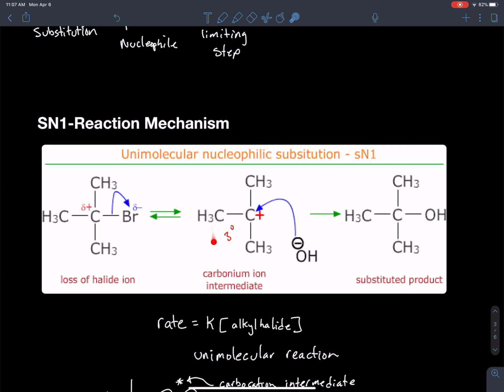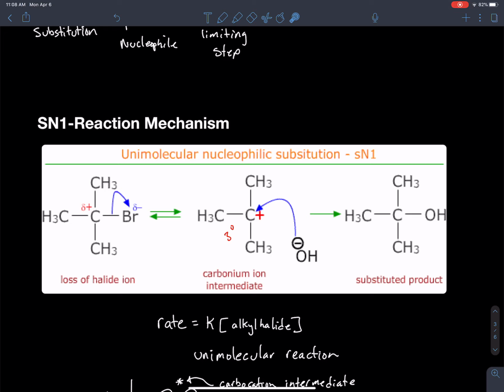Okay, so that would be a quite stable intermediate. And once that forms, now the OH minus can see the positive charge and attack. Another reason that the OH minus wouldn't react is because it has no room to get in. If I built this molecule, which unfortunately you can't with our modeling kits, you would see that there would be no room for this OH molecule to get in there and attack that carbon.